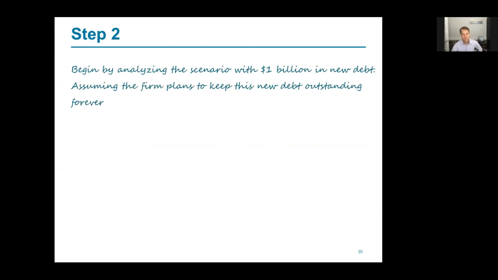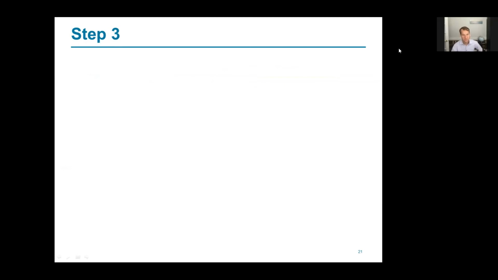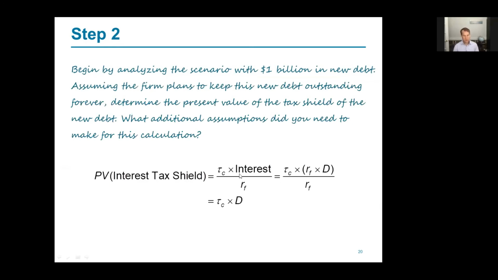Sorry, step number 2 here. All right, here's the formula for the present value of interest tax shield. And really what it comes down to is, in the numerator, we are taking annual taxes that would be avoided by adding debt. And then we kind of spell it out that the interest itself is the interest rate times debt.